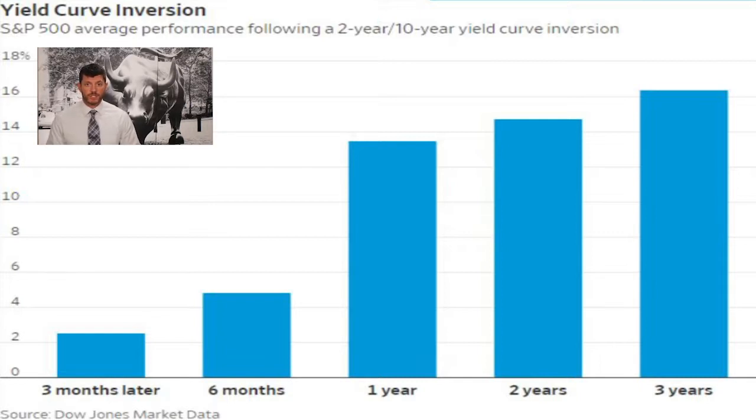6 months after the inversion, just about 5%. A year, 13.5%. 2 years after the yield curve inverts, about 14.73% return on the S&P 500. And lastly, 3 years after the yield curve inverts, the S&P 500's been up, on average, 16.41%.